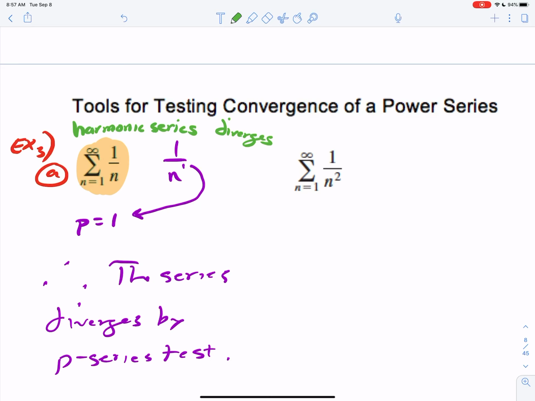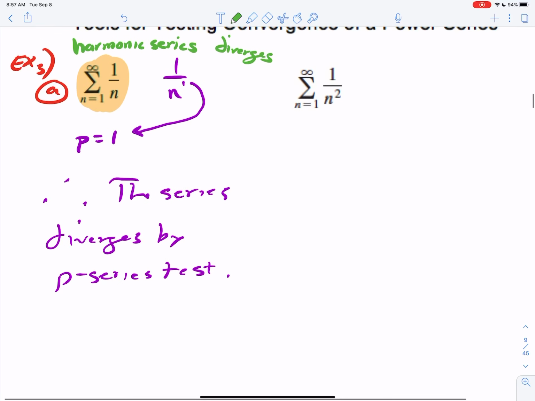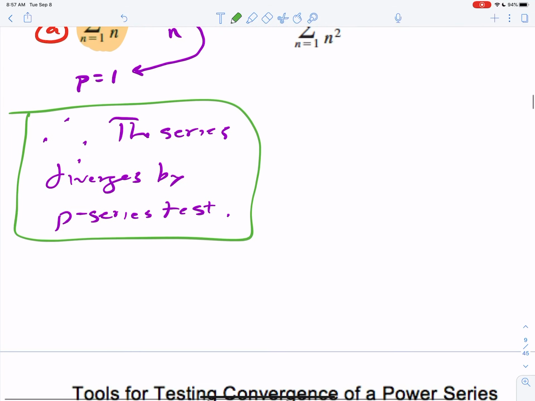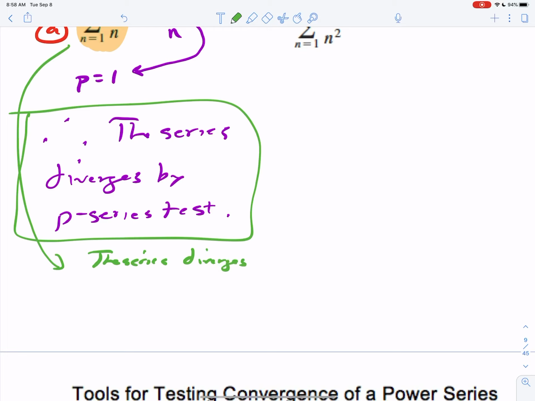Okay, so there are 2 things you can do. You can say that the series diverges by the P-series test, but because this pops up so often, you could also say the series diverges because it's harmonic.